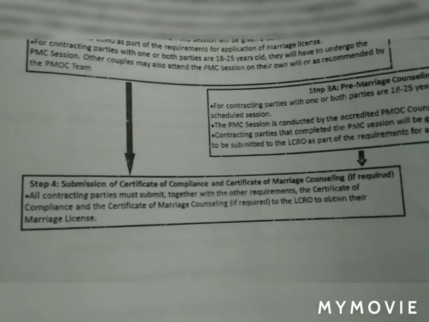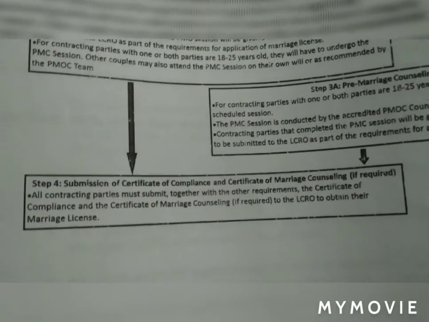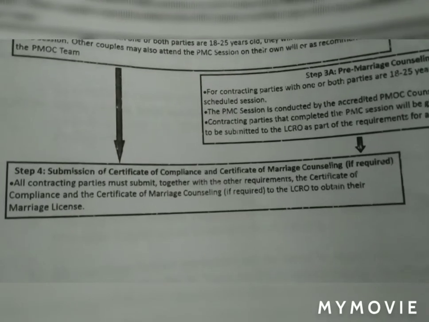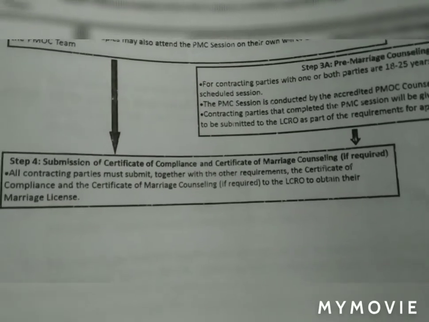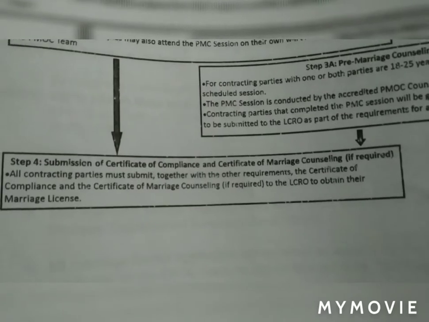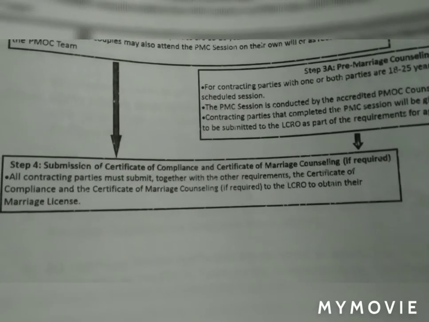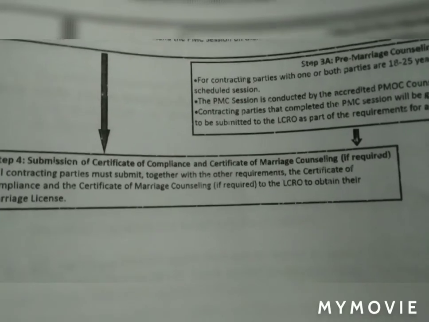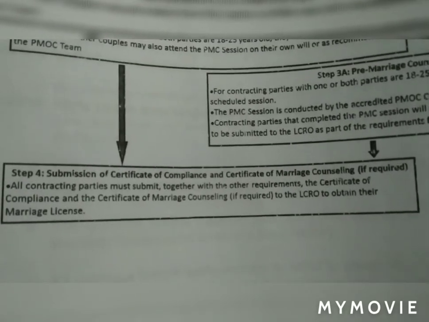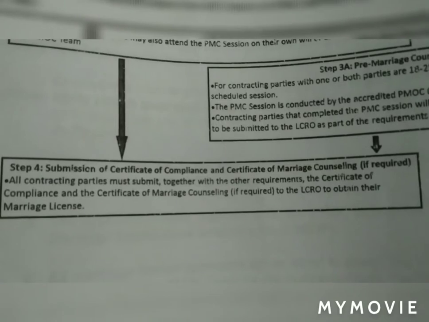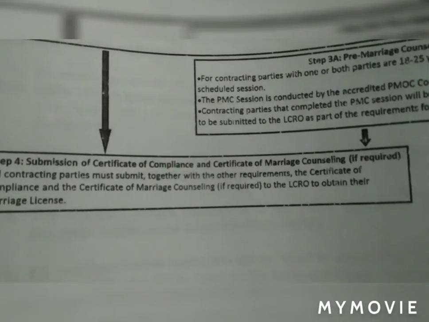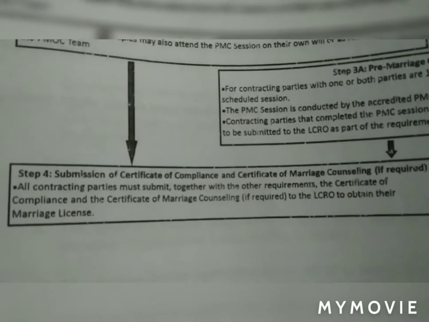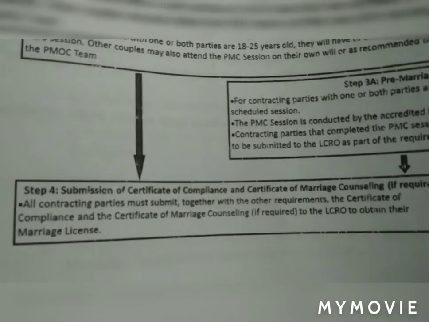And the last, step 4, submission of certificate of compliance and certificate of marriage counseling, if required. All contracting parties must submit, together with the other requirements, the Certificate of Compliance and the Certificate of Marriage Counseling, if required, to the LCRO to obtain their marriage license.